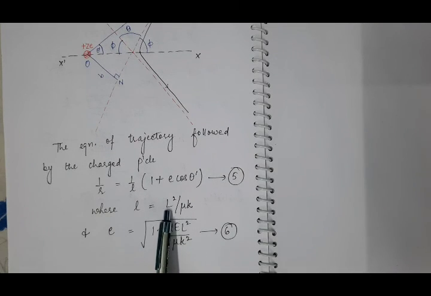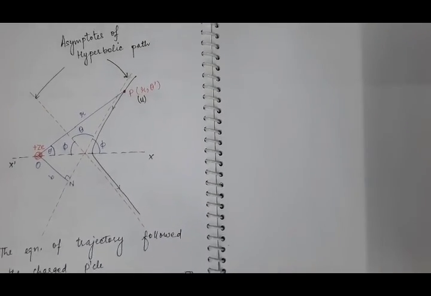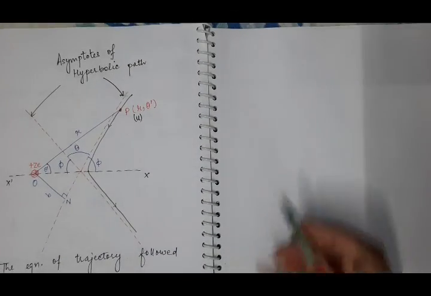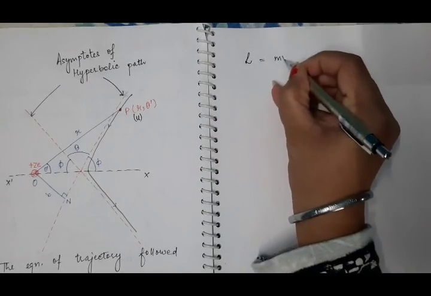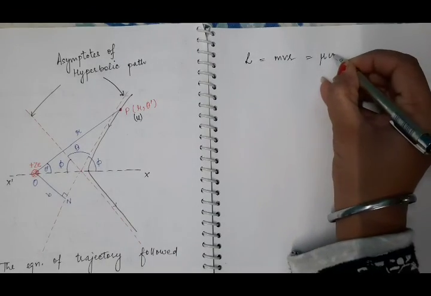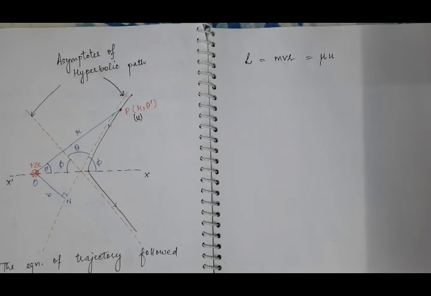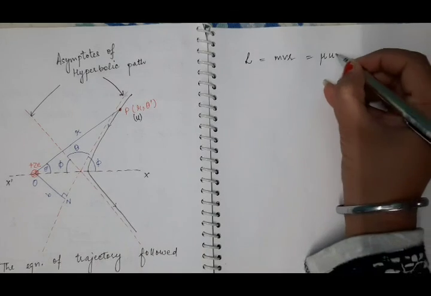Now what is this L? It is the angular momentum of the charged particle. And we know that angular momentum is equal to mvr. So here the angular momentum of the charged particle will be equal to mvr. And what is m here? It is mu. What is v here? It is u. And what is r here? It is the perpendicular distance of the positively charged particle from the center of the force. It is b.